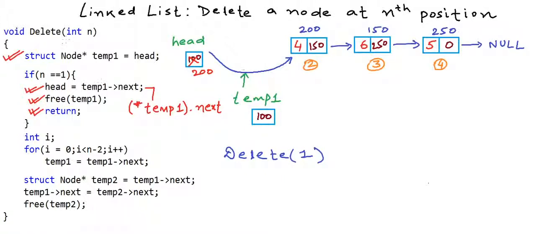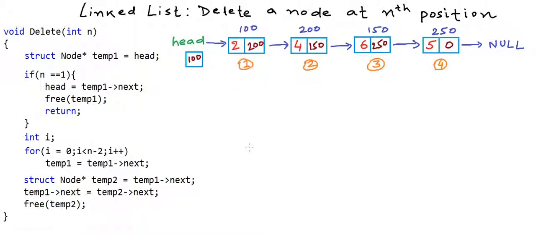It finishes its execution. Once the function execution finishes, temp1, which was a local variable, also gets cleared from the memory. Head is a global variable, so it does not get cleared. This is how we know the linked list. This is the identity of the linked list, this particular variable head.